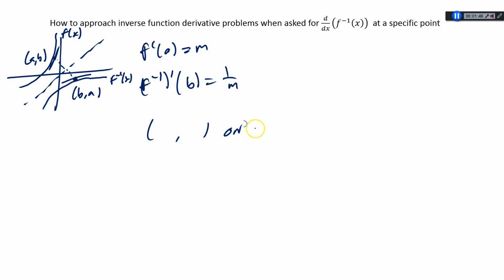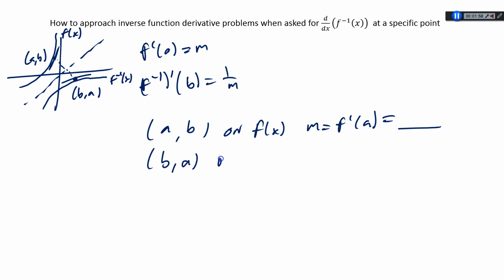So the way you should do this every time is you're going to put the point that's on f, and then you're going to find the slope, which you're going to get by doing f prime of, let's call this (a, b), so f prime of a, and you're going to find out what that is. Then you're going to say (b, a) is on f inverse of x. And you get the slope, which is f inverse prime of what? Of b. And that's going to be equal to something else, and these guys are going to be reciprocals of each other.